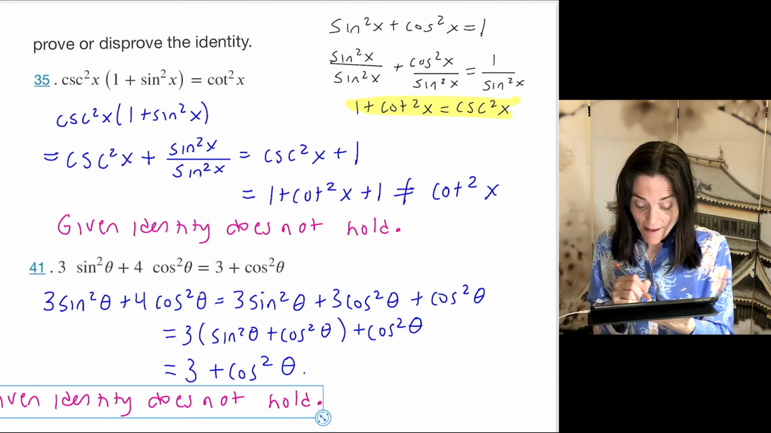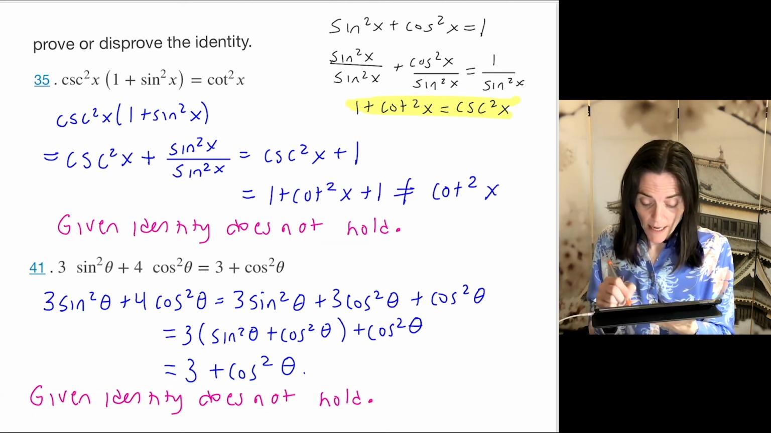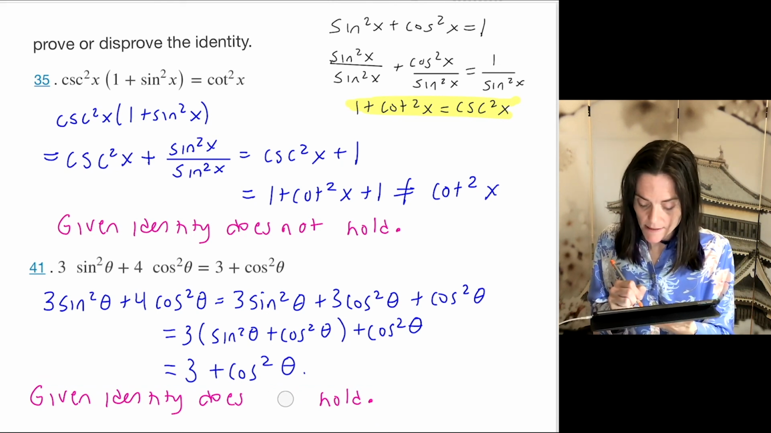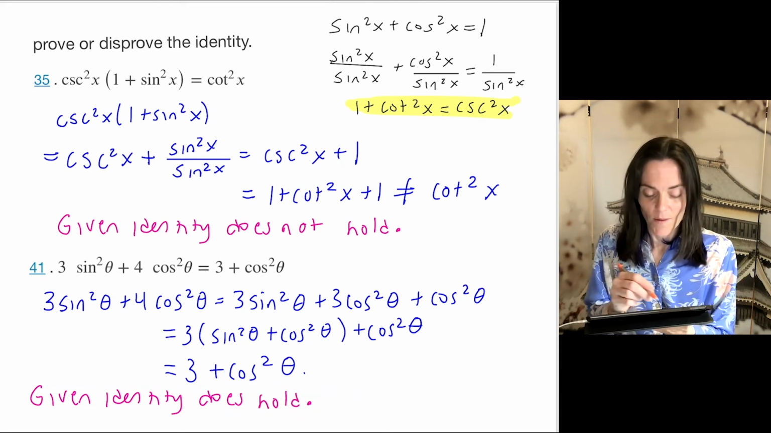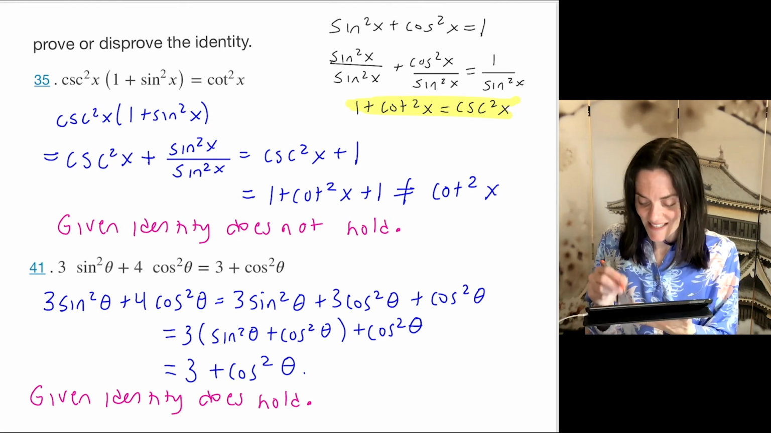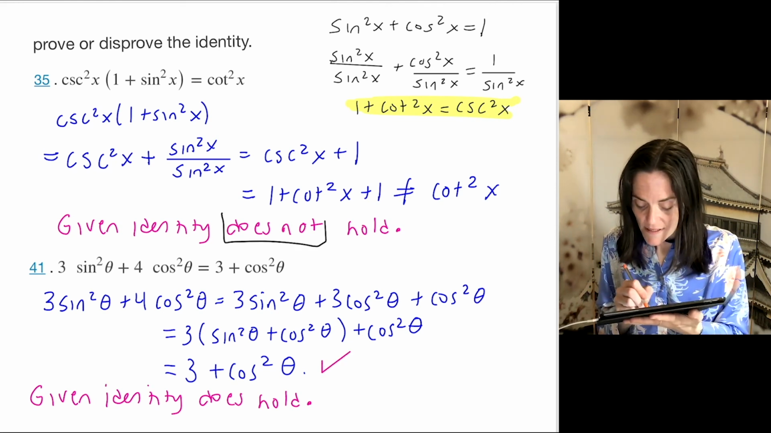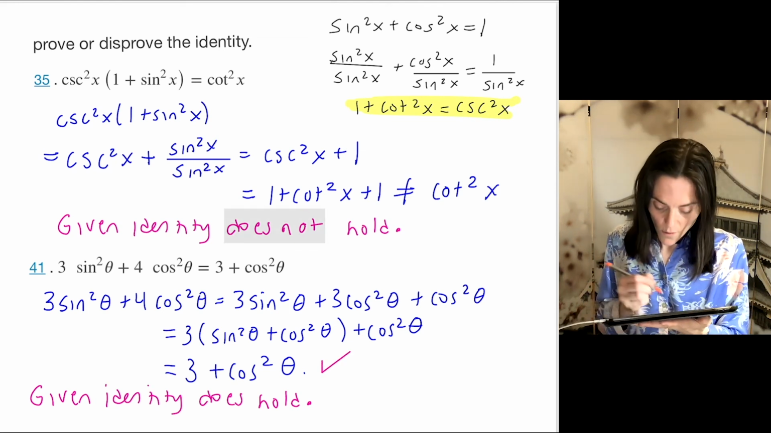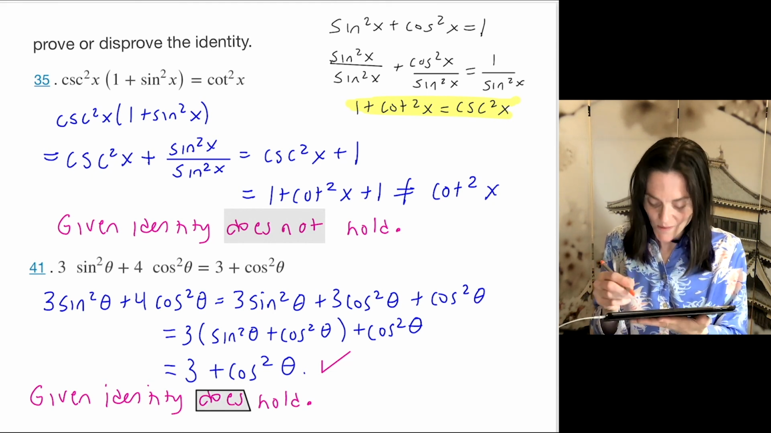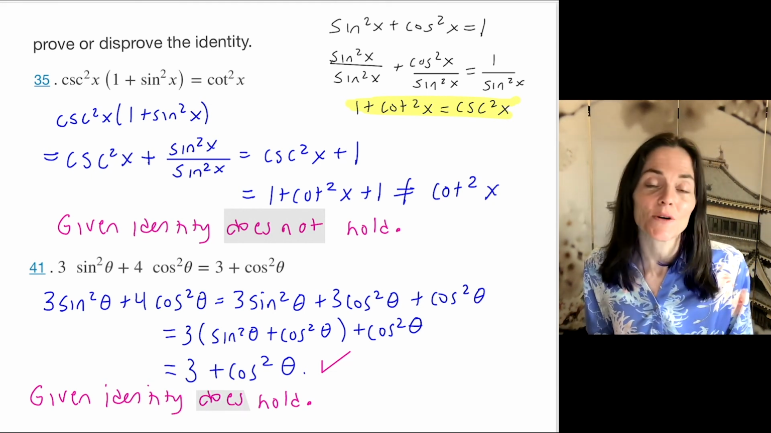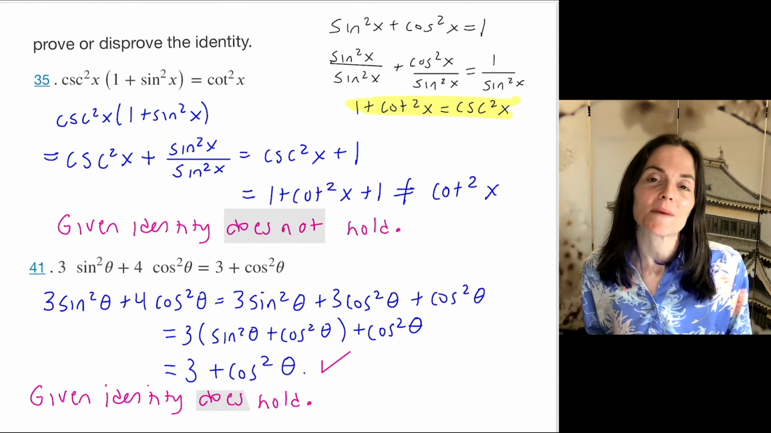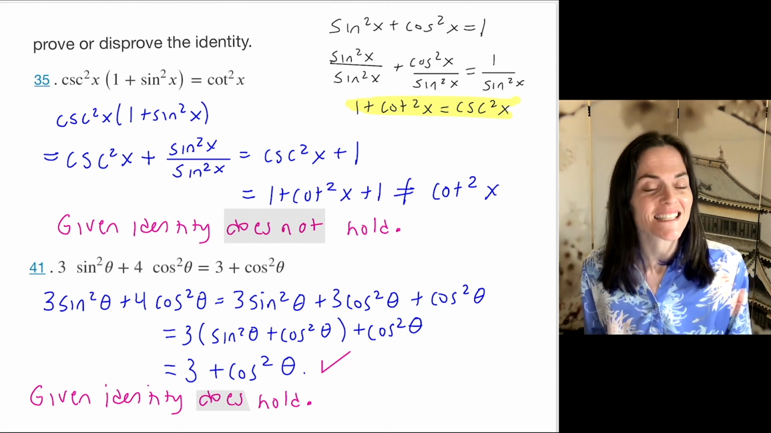So this one, I will copy and paste, but change it. You see, we have verified. So the given identity in this question does hold. We have proved this identity. We can put a check mark. This one does hold. So I can emphasize this part does not hold, and here does hold. One identity we proved and one identity we disproved, both of them using our fundamental identities for trigonometric functions.